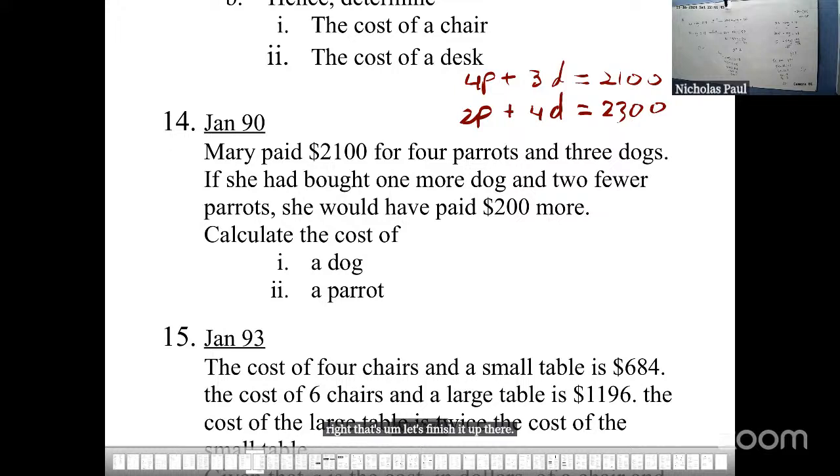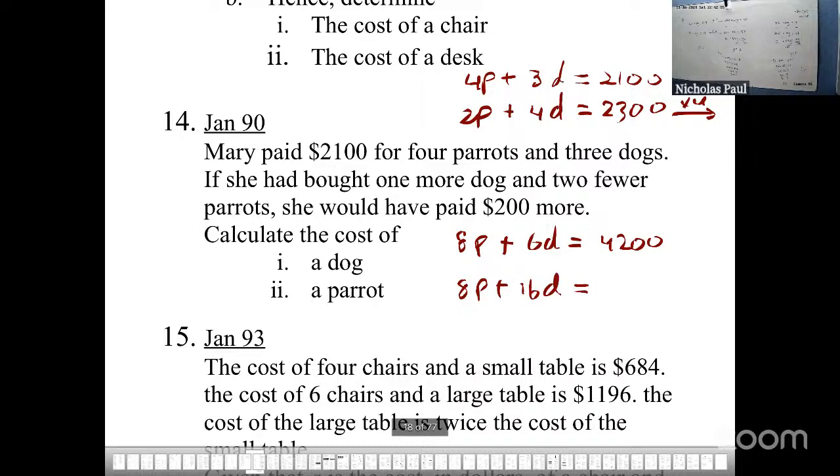So I'm going to multiply the top equation by 2 and the bottom equation by 4. So I'll get 8p plus 6d is equal to 4,200. And here will be 8p plus 16d. 4 by 2,300 is what? 9,200. Minus, minus, minus.